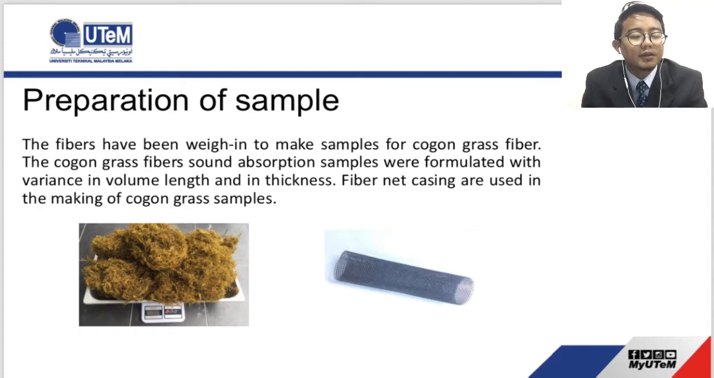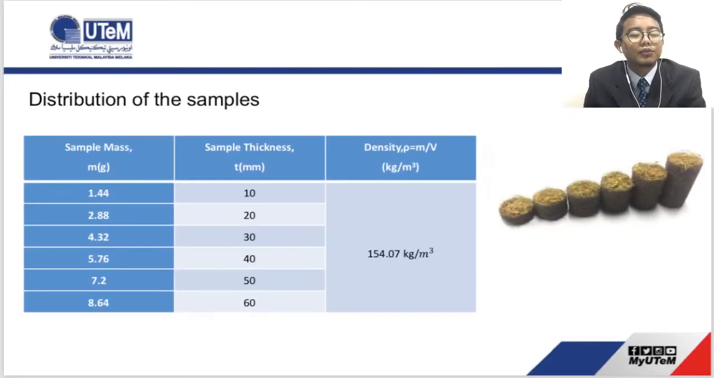Next we go to the distribution of the sample. There are 6 samples that were constructed in this research with the same density, which is 154.04 kilogram per meter cube.